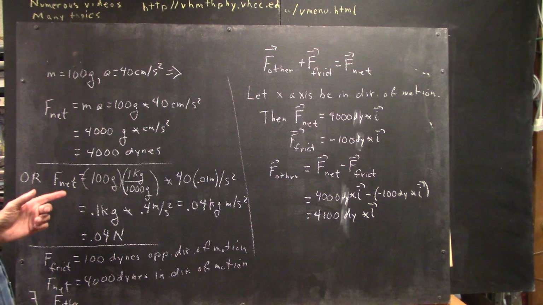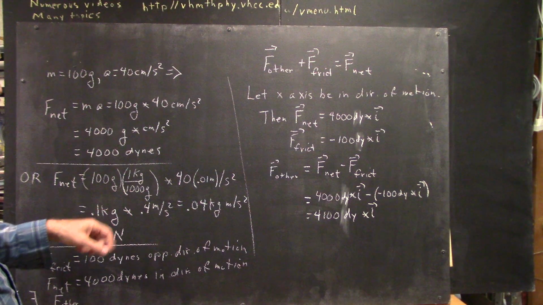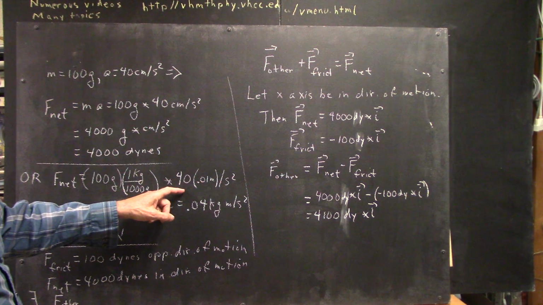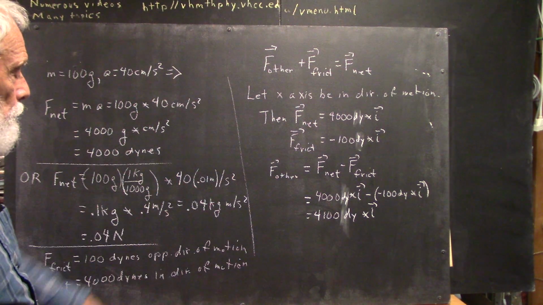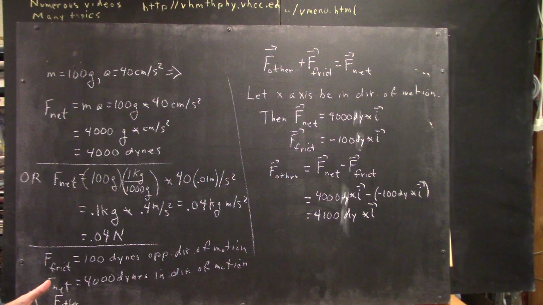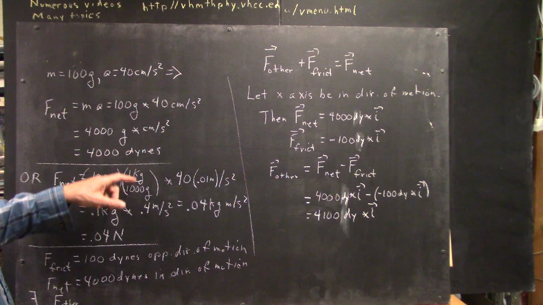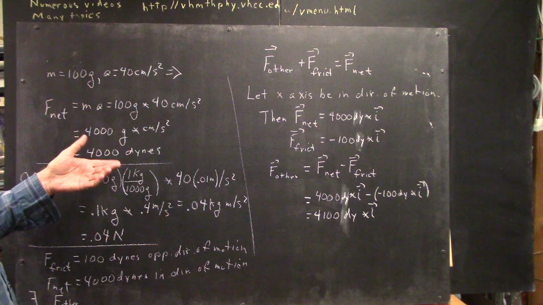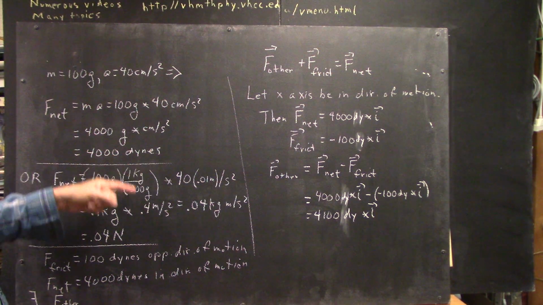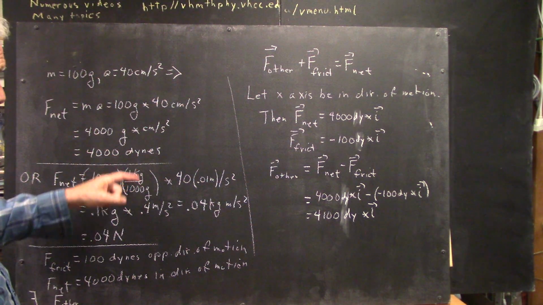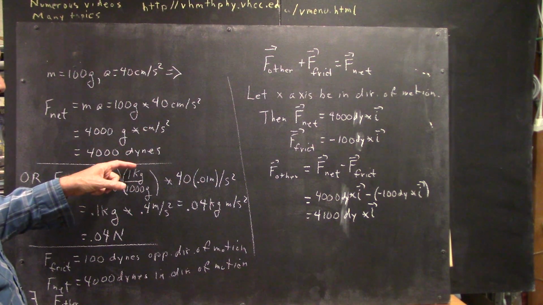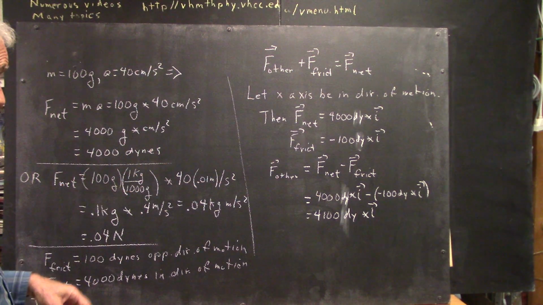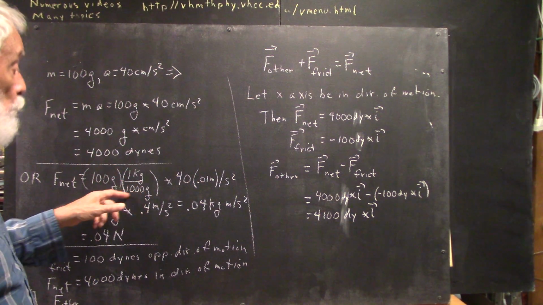Alternatively, we could write that as net force is 100 grams multiplied by 1 kilogram per 1,000 grams multiplied by 40 times 0.01 meter per second squared. How can we do that? Well, multiplying by 1 kilogram over 1,000 grams, and of course if we know what kilo means, we know that a kilogram is 1,000 grams. Multiplying by this is multiplying by the ratio of two identical quantities. 1 kilogram is the same as 1,000 grams, so this quantity is essentially just 1.